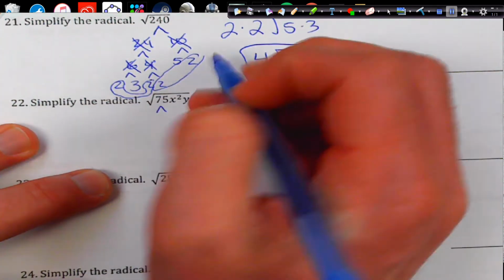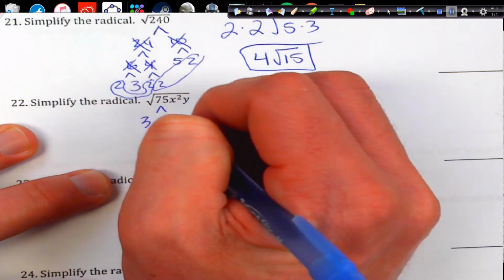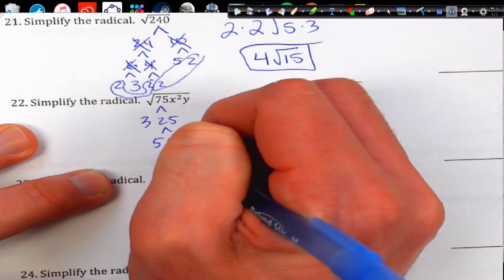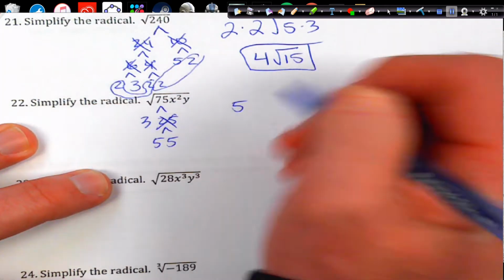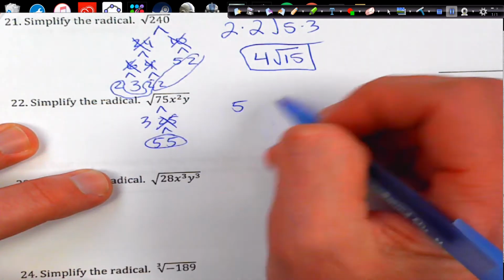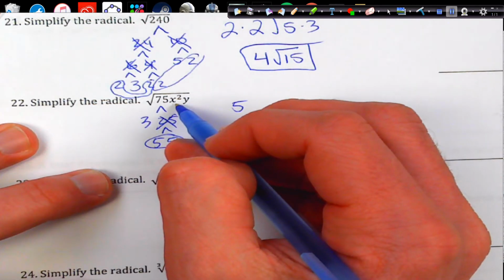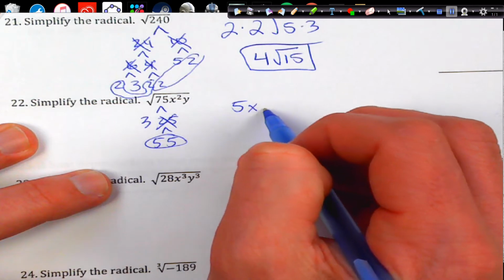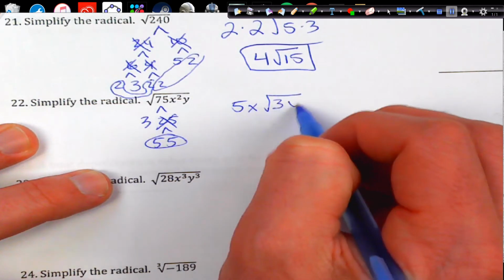Down here, this is going to be 3 and 25, and this is going to be 5 and 5. So I get to pull a 5 out, but the 3 is going to stay behind. X squared is x and x, so I get to pull an x out, and I'm left with that 3y inside.